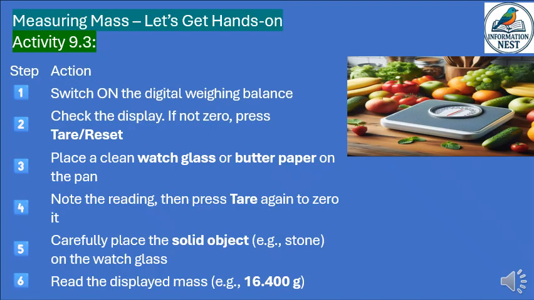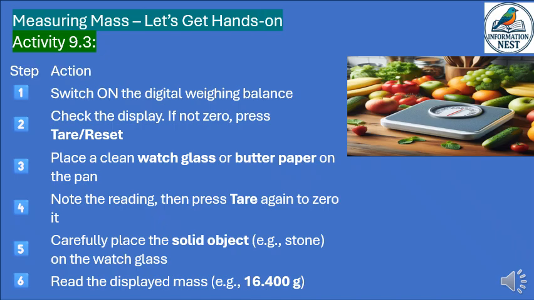Step 4. Note the reading, then press tare again to zero it. Now, the balance ignores the weight of the glass or paper. Smart, right? Step 5. Carefully place your solid object like a stone on the watch glass. Make sure it is centered and stable. Step 6. Read the displayed mass.